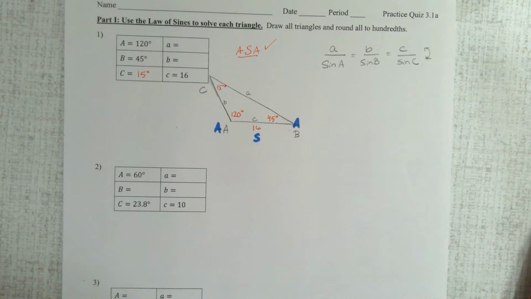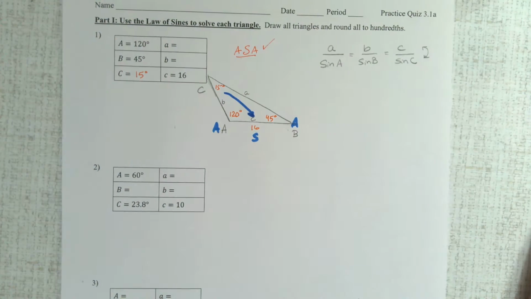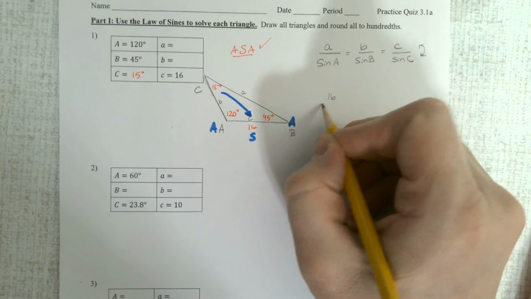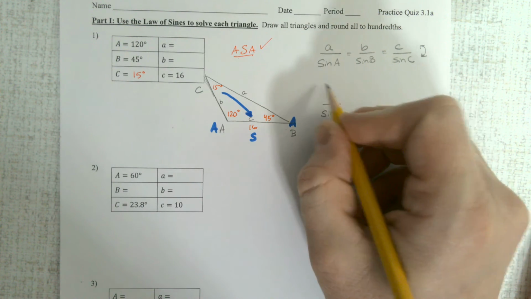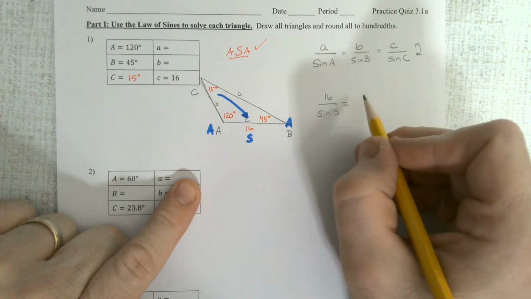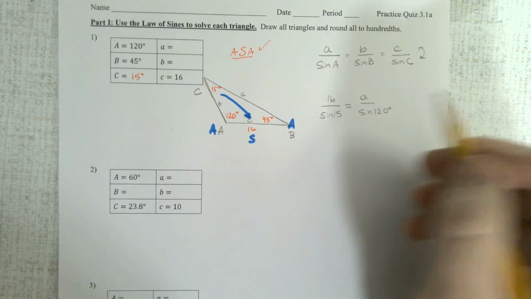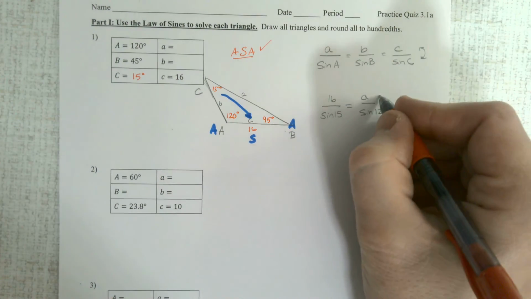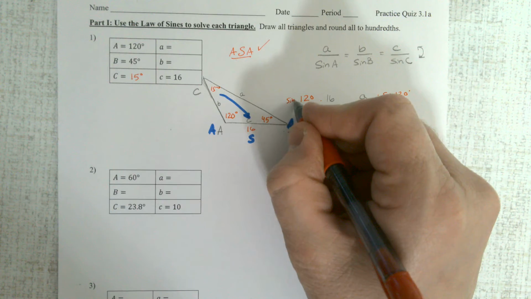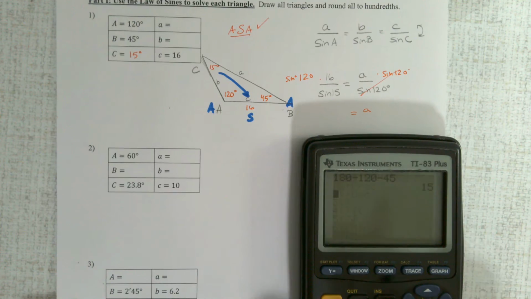And the key to this problem is that we know a pair here. We know that 15 goes with C. So I'm going to set this up and say that 16 over sine of 15, that's C, is equal to any ratio I want. And the ratio I want, let's go ahead and figure out a, and that's going to be a over sine of 120 degrees. Now it's just a matter of a little bit of algebra. The step would be times both sides by sine of 120. A would be whatever that would be.